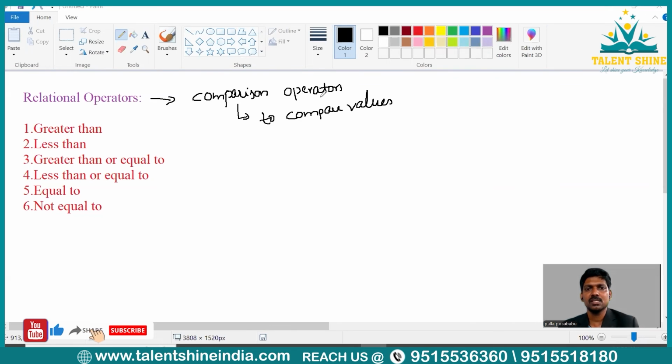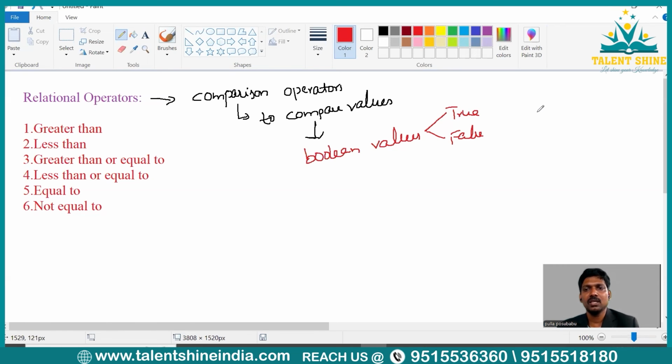These comparison operators are going to return what values as our output? They return Boolean values. So do remember, you will always get Boolean values as your output, which means it might return true or false. These comparison operators are binary operators, which means they are applied on two operands. Let me take the various relational operators presented over here.